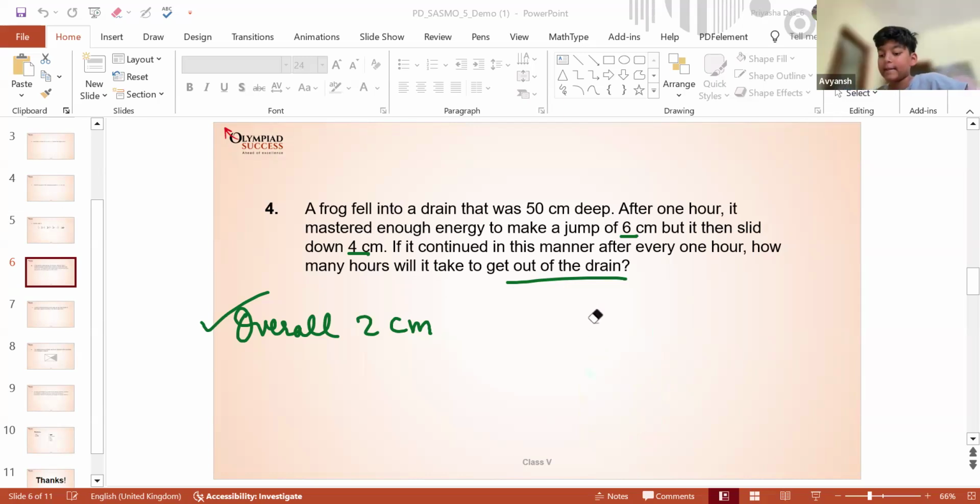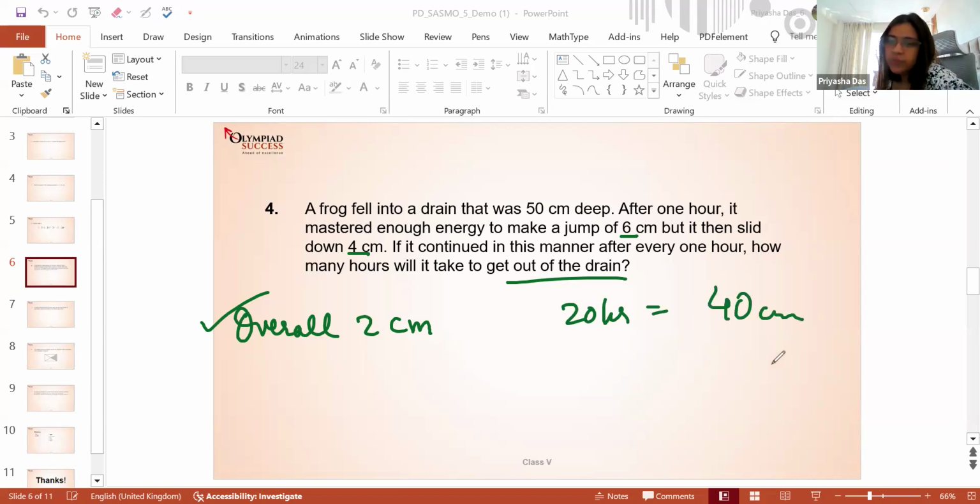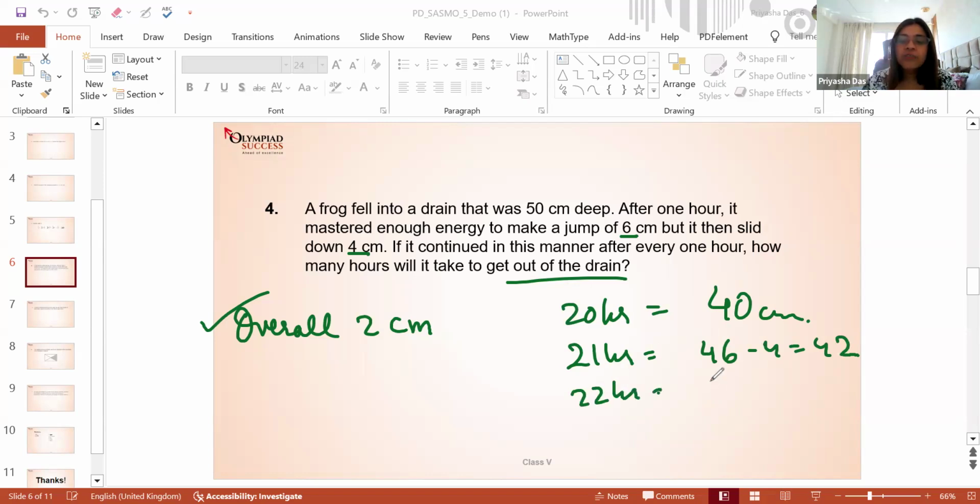See, I got your point. Now let's think like this. You said that in 25 hours it should pass it. It's correct. But just come a little down, maybe to 20 hours. At 20 hours, how many centimeters will it cover? 40. Yes. Now, in the 21st hour, it will make a jump to 46, but will fall back to 42. On the 22nd hour, it will make a jump of plus 6, that is 48, but fall back, that is 44.